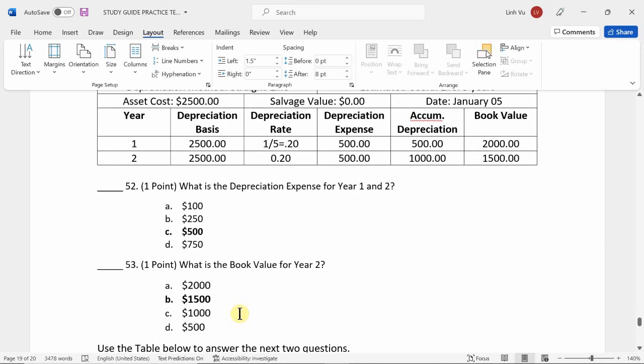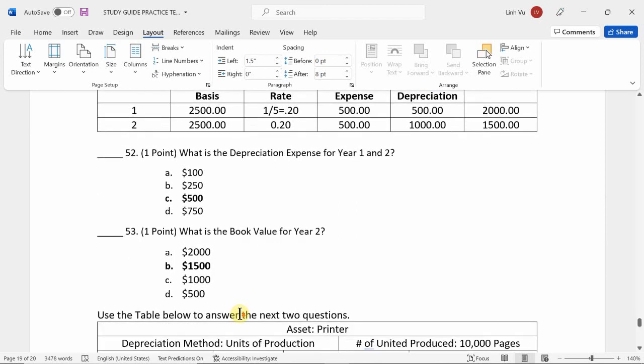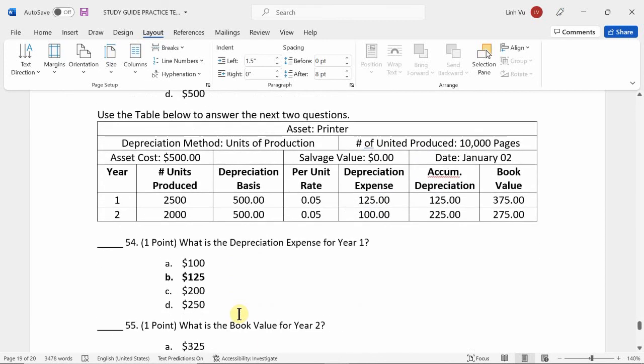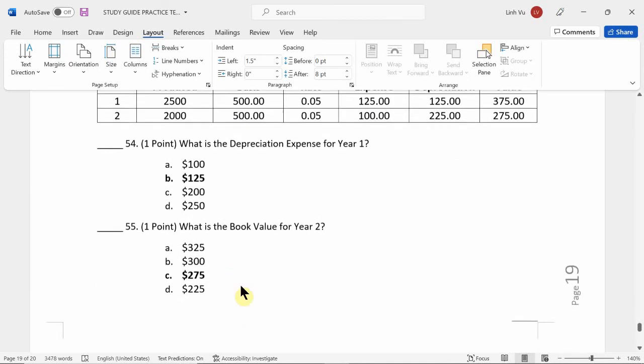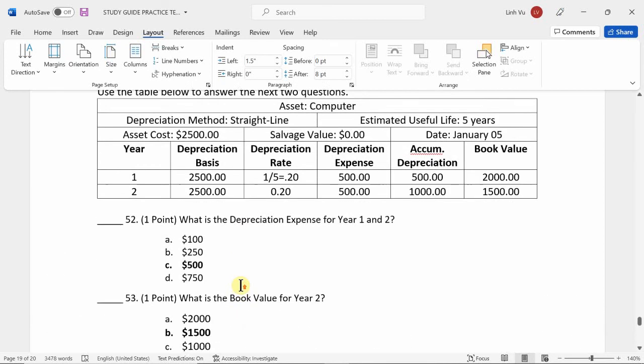Okay, so again, I will be testing you on all three methods of depreciation, so make sure you know the ins and outs of what to do. Now, of course, I'm only going to be testing you on the first couple of years, so I'm not going to test you on what happens at the end. I just need to make sure that you know how to depreciate it within the first 2 years. 2 years could give me enough information that you know what you're doing. Okay. So that is that.